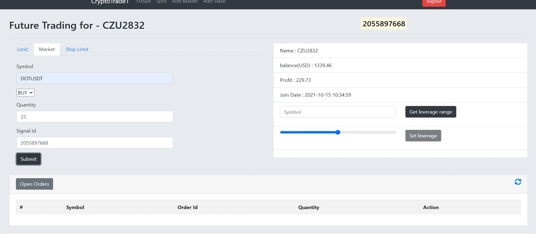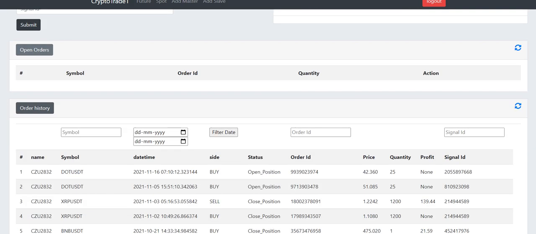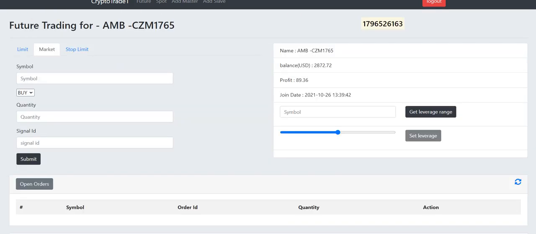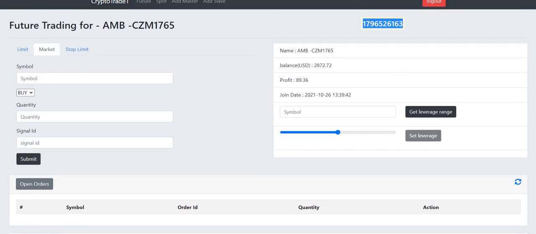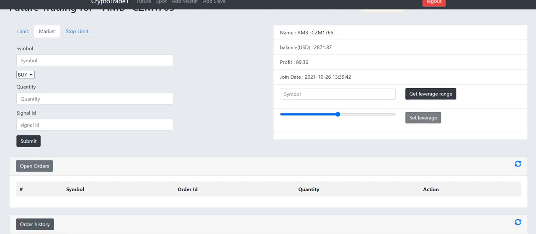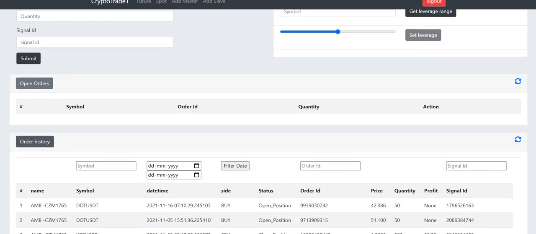So you can see CZU2832, this is another client who has a little less capital, but still we have booked nearly 300 profit into this account. Depending on the capital, profit will vary as per the risk and reward pattern. We are taking smaller risks for the client's account so that their capital stays there, and we don't need to face any kind of risk in the client's account.